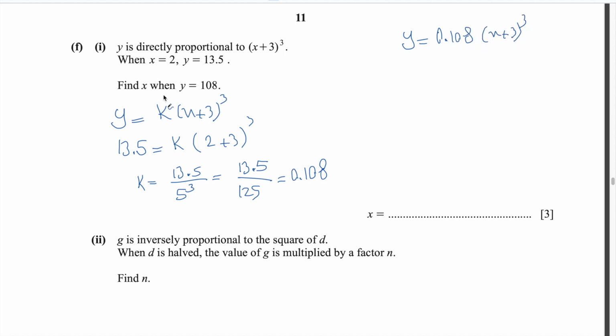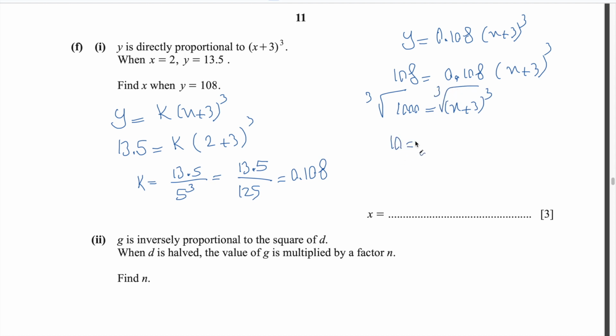It says find x when y is 108. So 108 is equal to 0.108 times (x plus 3) cubed. I divide both sides by 0.108. So it will become 108 divided by 0.108, which is 1000, equal to (x plus 3) cubed. So I take the cube root from both sides. So it becomes 10 is equal to x plus 3. So x will be 7 then.